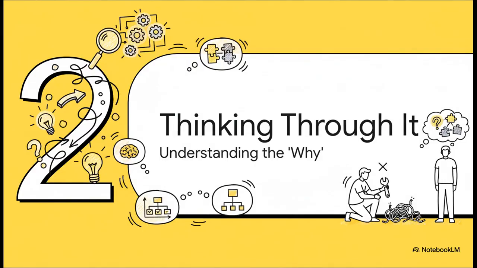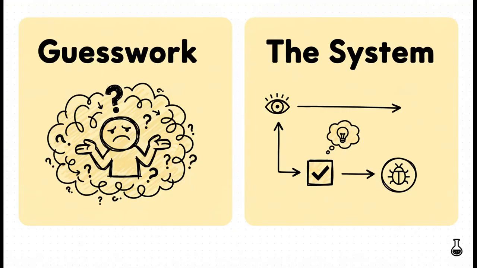Okay, so you've found the bug's location. That is half the battle for sure. But now we need to understand why it's happening, because that's the key to a robust fix. And this requires a mental shift, from just doing things to actually thinking through the problem. So on the one hand, you have the common approach, guesswork. It's a whole lot of, let me try this, and what if I just change that? But on the other hand, you have the system that elite developers use, which is really just the scientific method applied to code.